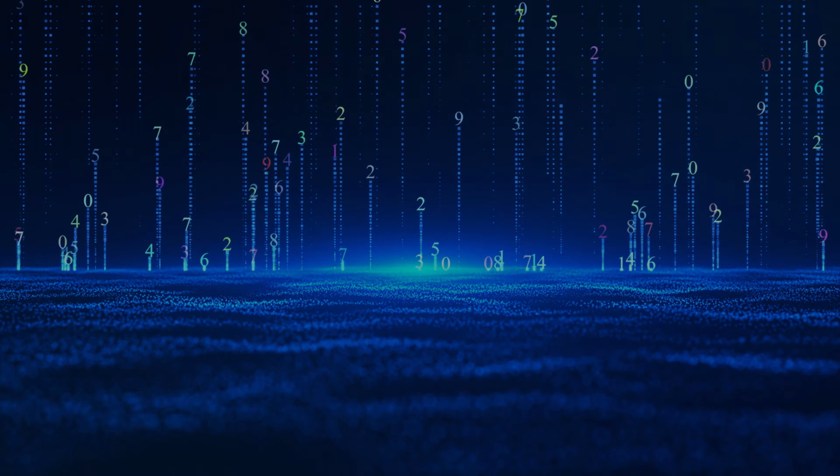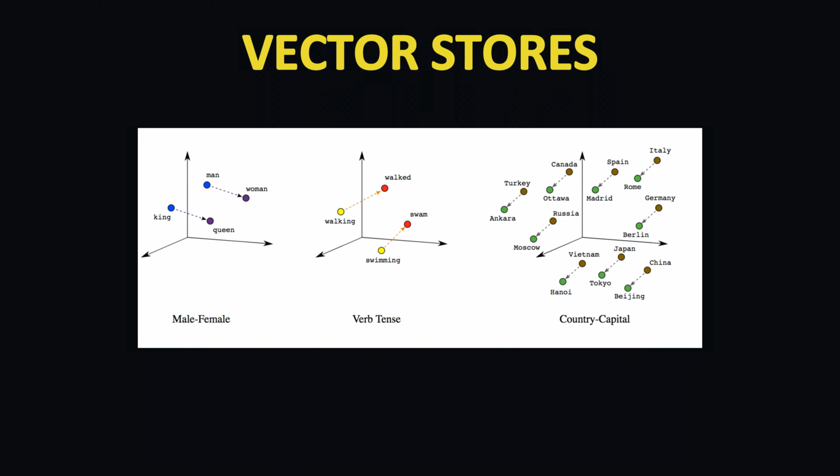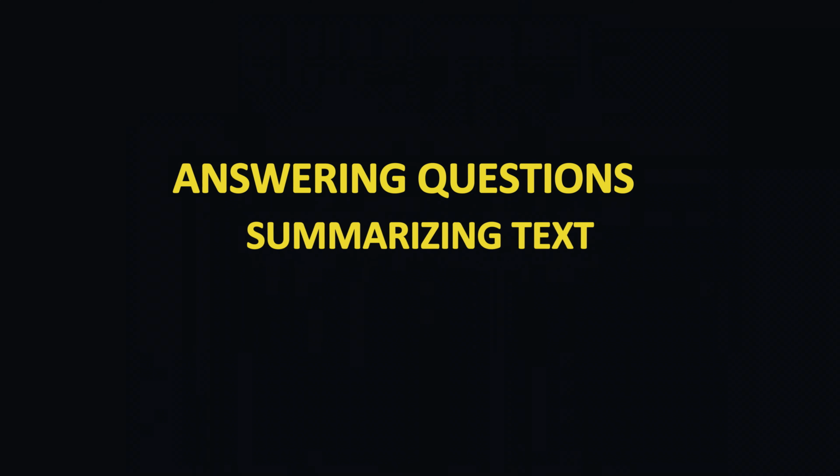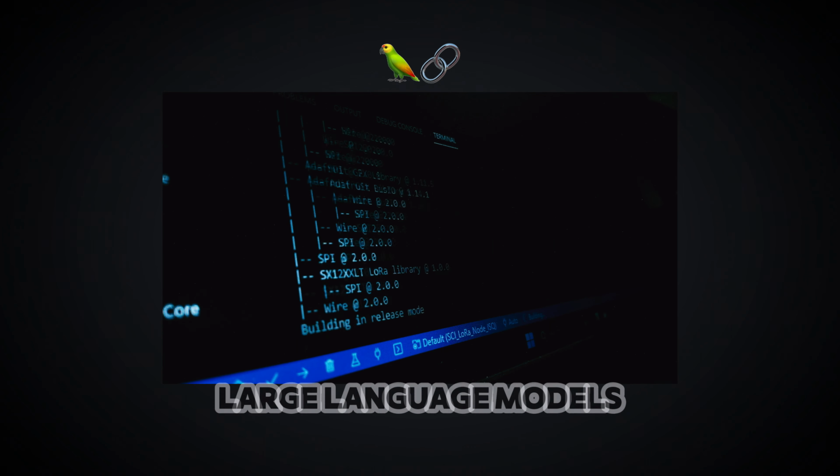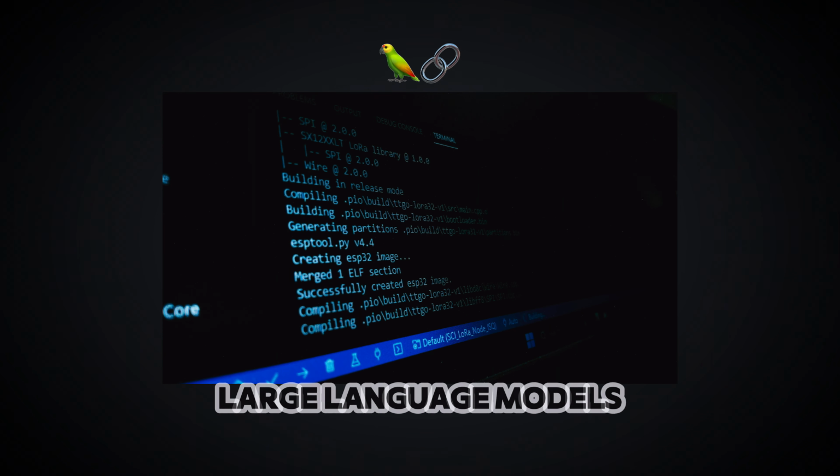And then lastly, vector stores. Vector stores hold vectors, making it easier to find similar words or phrases. They are very crucial for tasks like answering questions and summarizing text. So there you have it. Langchain makes building applications with large language models not just possible, but downright easy.